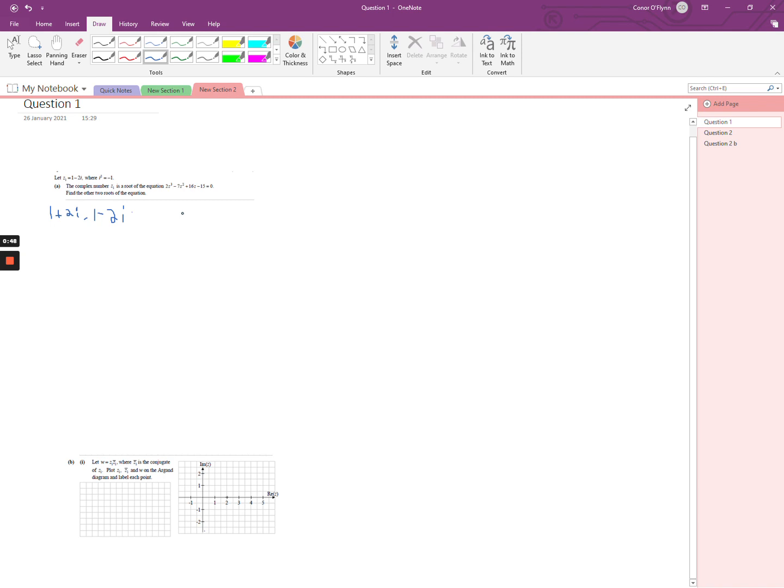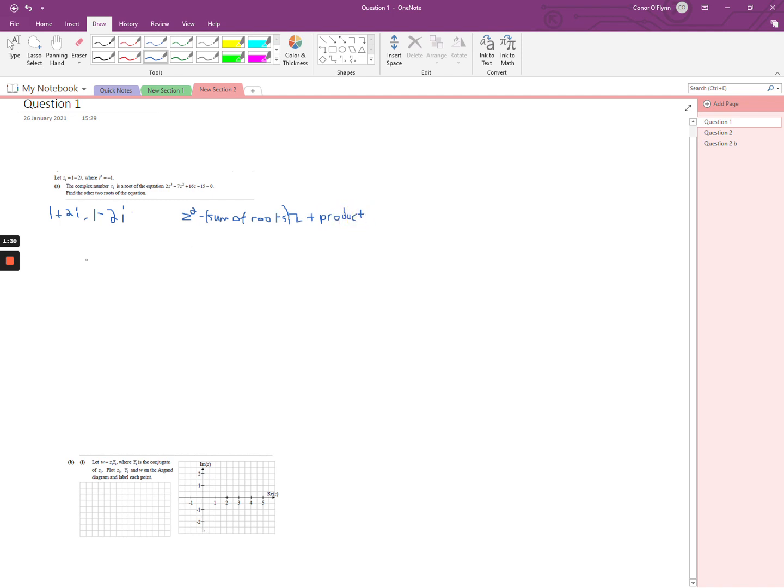If you know two roots of the equation, you can get the quadratic. It's z squared minus the sum of roots, with a z there, plus the product of the roots. That's how you get the quadratic from the roots that you have.